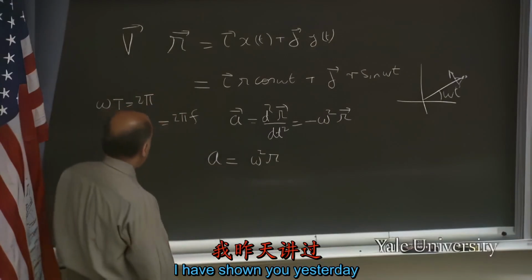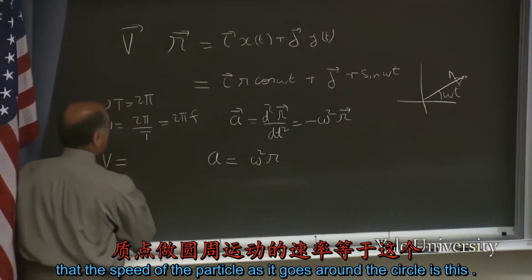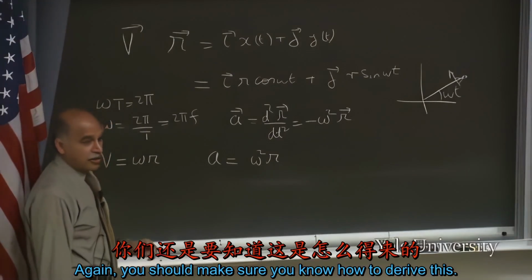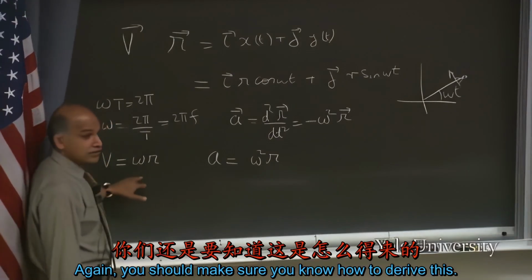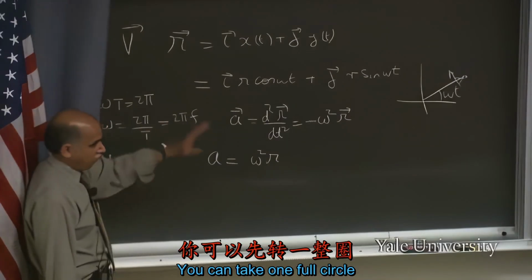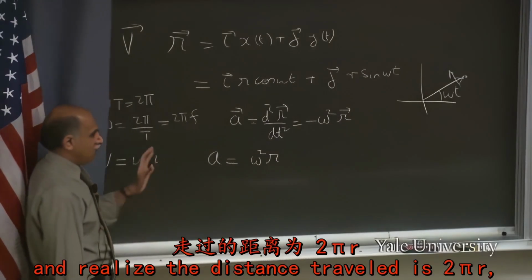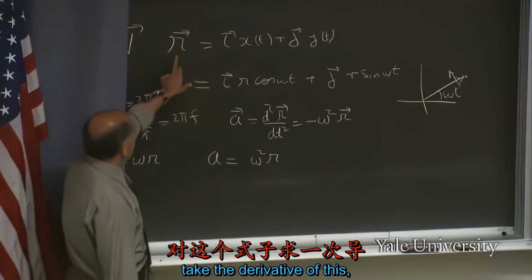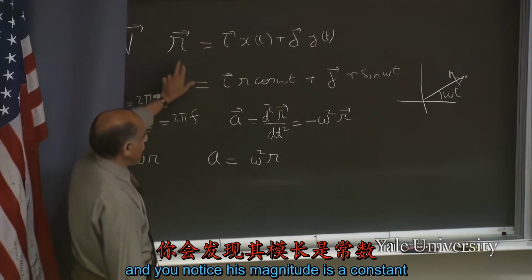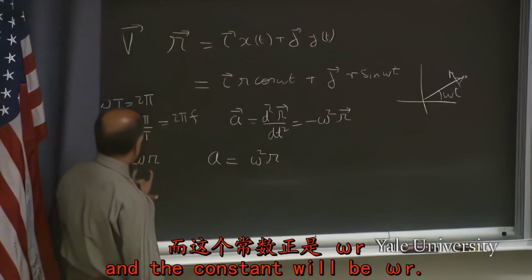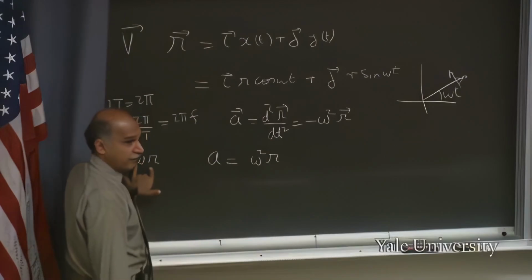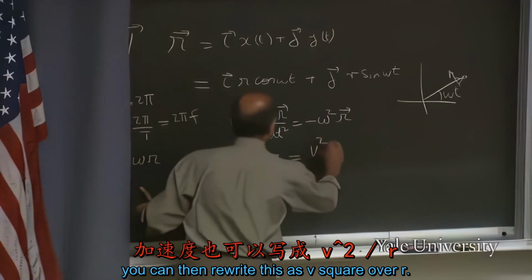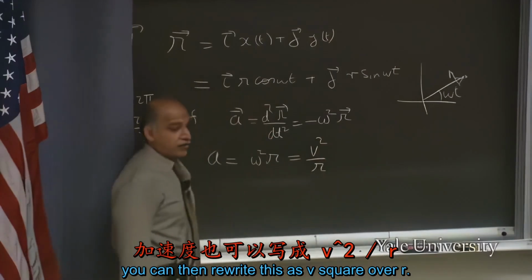But I had shown you yesterday that the speed of the particle as it goes around the circle is this. Again, you should make sure you know how to derive this. You can do it any way you like. You can take one full circle, you realize the distance traveled is 2 pi r, divide by the time, and you will get this. Another way, take the derivative of this, get the velocity vector, and you notice its magnitude is a constant, and the constant will be omega r. So whichever way you do it, you can then rewrite this as v squared over r.